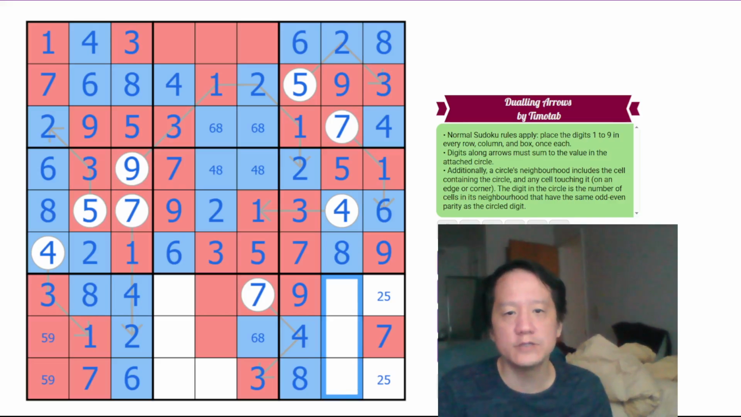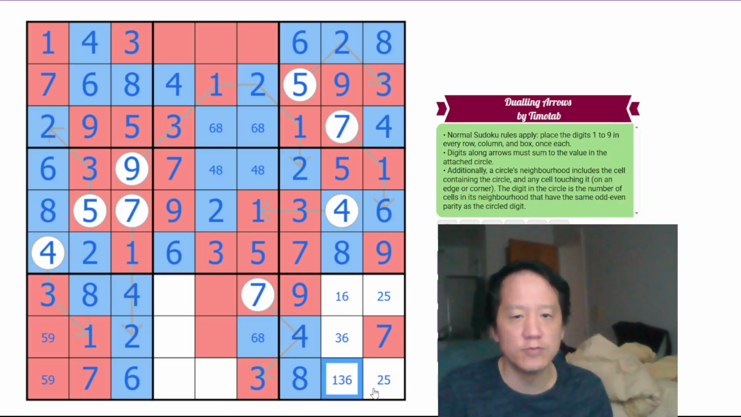In column 8, we have 1, 3, 6 remaining. This can't be 3, and this can't be 1, and this can't be 6 or 3. So this is 1, this is 6, this is 3. That means these two are odd, and this is even.